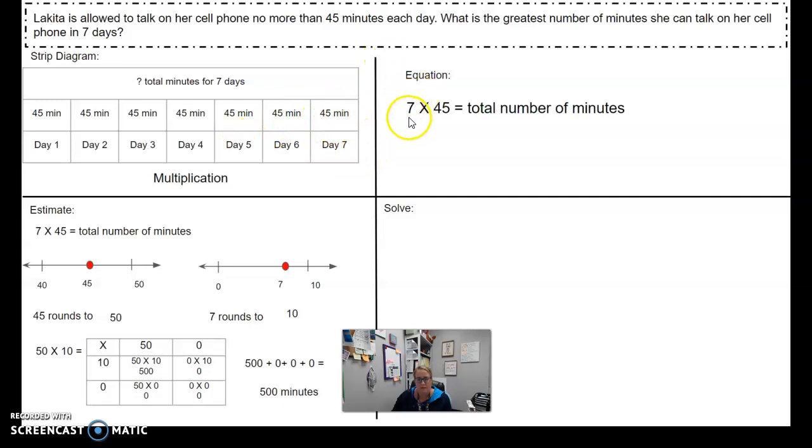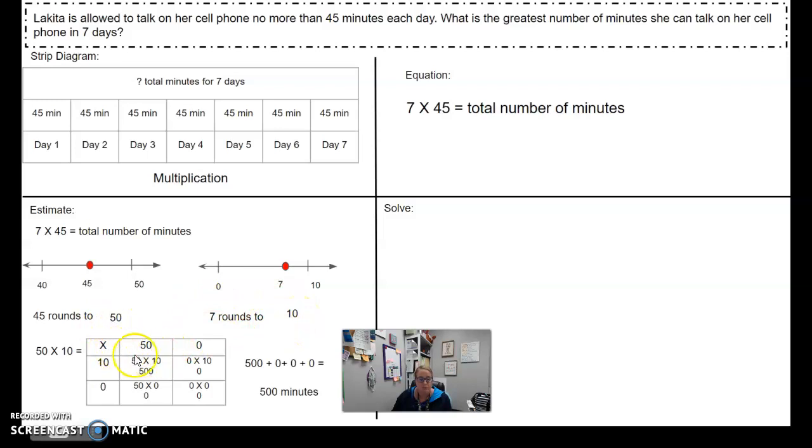I have my equation that shows the same thing. 7 groups of 45. Remember, the times, or the X, means groups of, so 7 groups of 45. And that's going to tell me the total number of minutes she can talk. Again, I used rounding as my form of estimation. So I said 45 rounds to 50 and 7 rounds to 10.